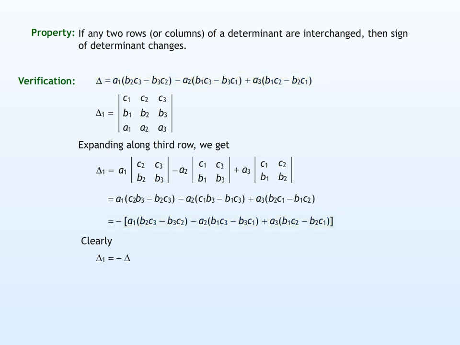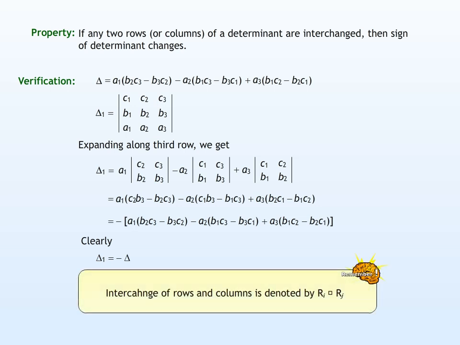Similarly, we can verify the result by interchanging any two columns. We can denote the interchange of the ith row and jth row by placing double arrows between them, and similarly for the columns.